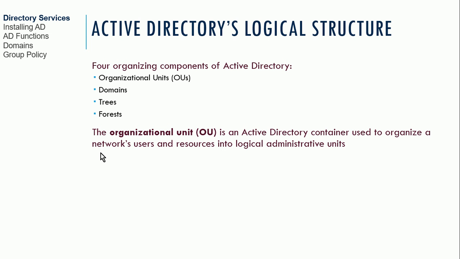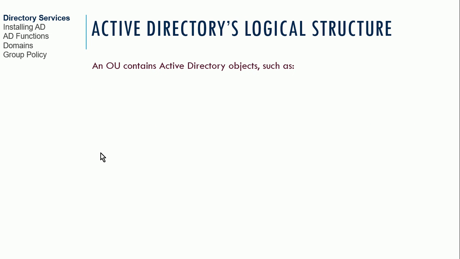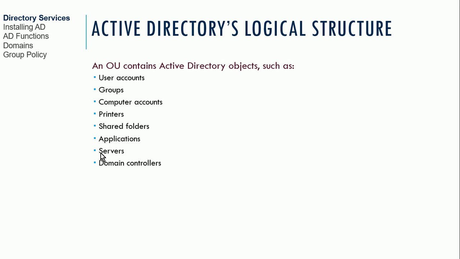So the OU is a container used to organize networks, users, and resources into logical administrative units, as I described before. So an OU contains Active Directory objects such as user accounts, groups, computer accounts, printers, shared folders, applications, servers, domain controllers. All of these things are objects which an OU can contain. So when you create an OU, it can contain any or all of those different types of objects.